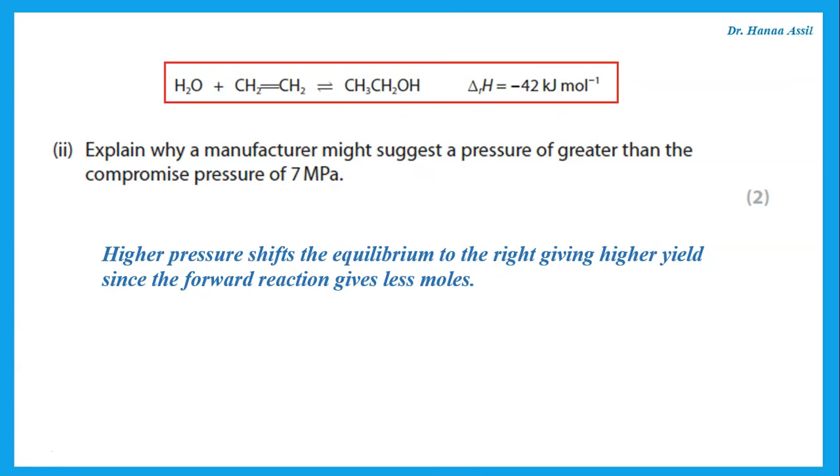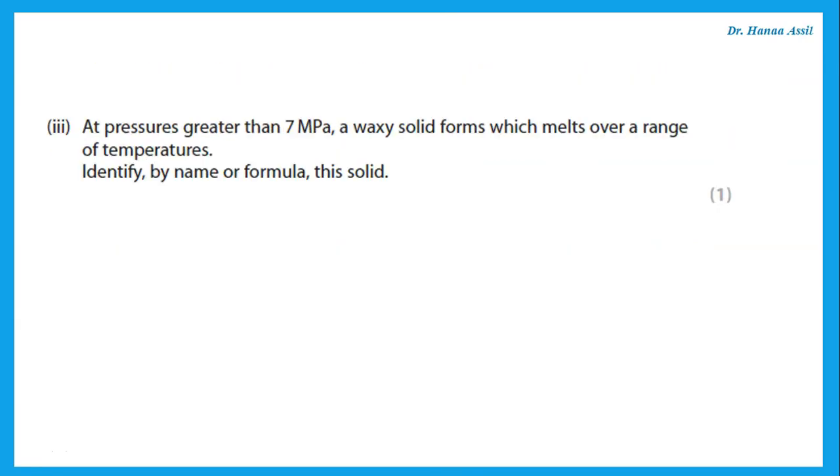So if I use a higher pressure here, it should shift the reaction to the right, or go forward, and give a higher yield of ethanol, since the forward reaction is the one that gives fewer moles. At pressures greater than 7 megapascal, a waxy solid forms which melts over a range of temperatures. Identify by name or formula this solid.